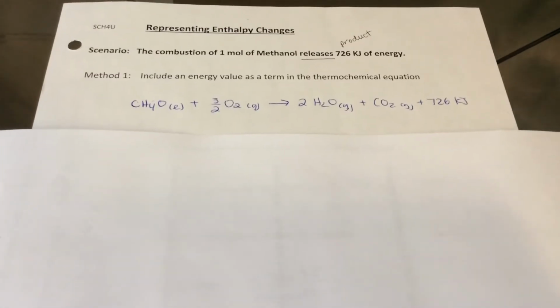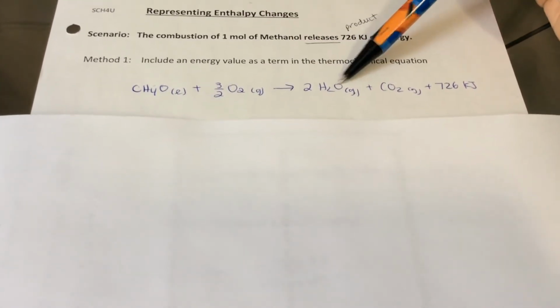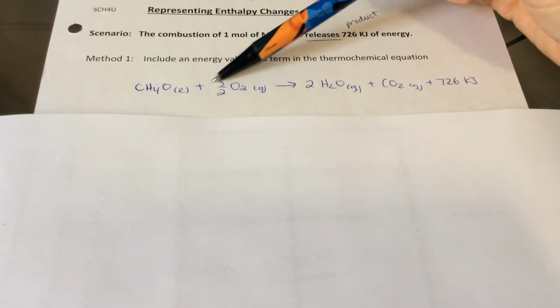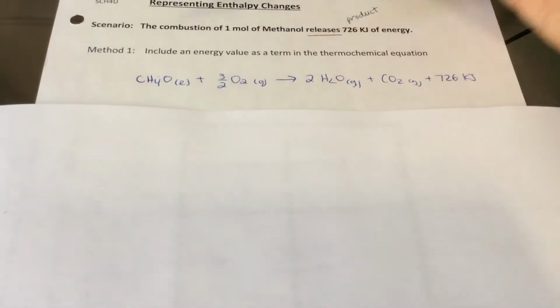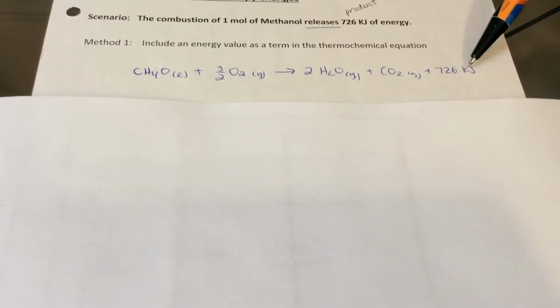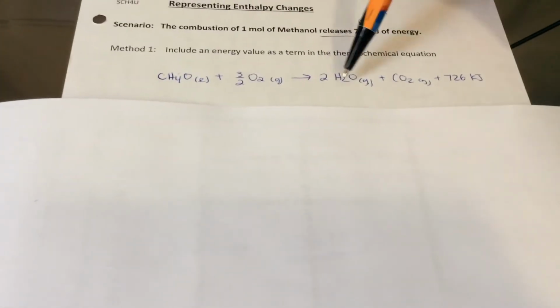So there's the balanced equation. We have our methanol, our oxygen, water, and carbon dioxide. Now this is balanced using fractions in this case because we're interested in 1 mole of methanol. And when 1 mole of methanol reacts, 726 kilojoules of energy is released. It's here on the product side. Reactant side, product side. So having that amount of energy right embedded into the equation is one method.